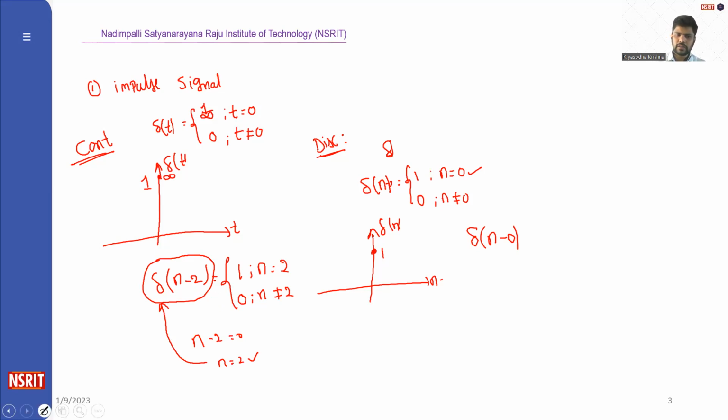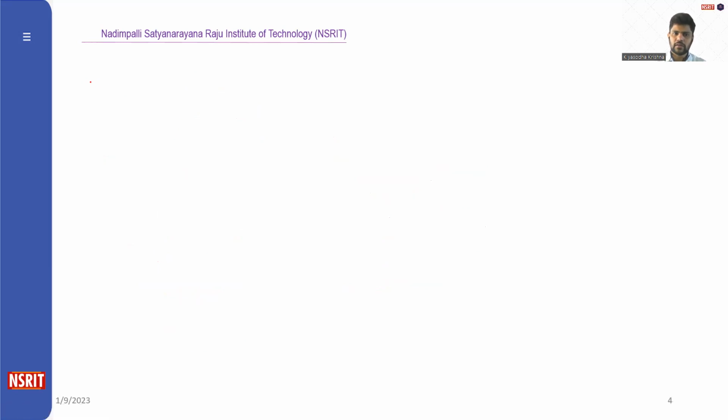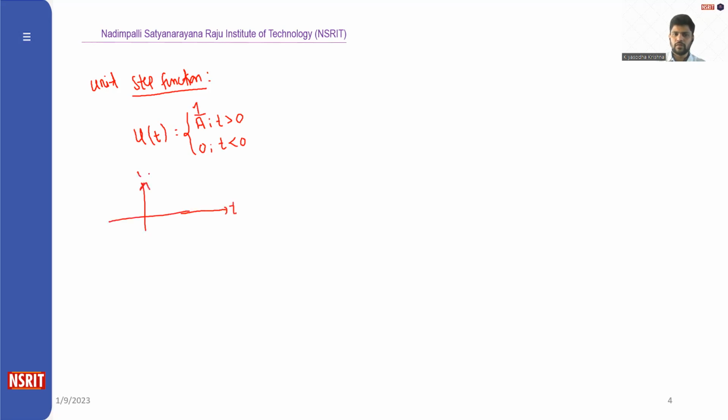Right, this is the impulse signal nature. Now, the second signal, we can say it is a unit step function. I can define it as a unit step function, where u of t is 1 for t greater than 0 and 0 for t less than 0. We define it at 0 as well.